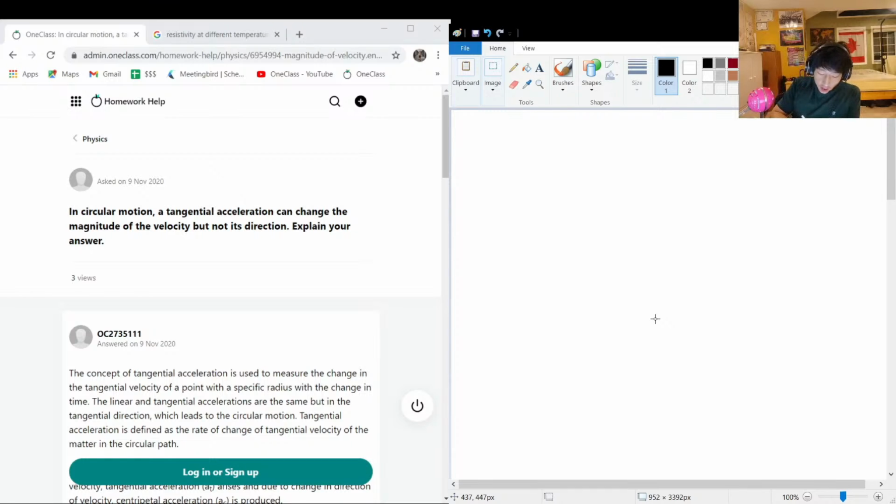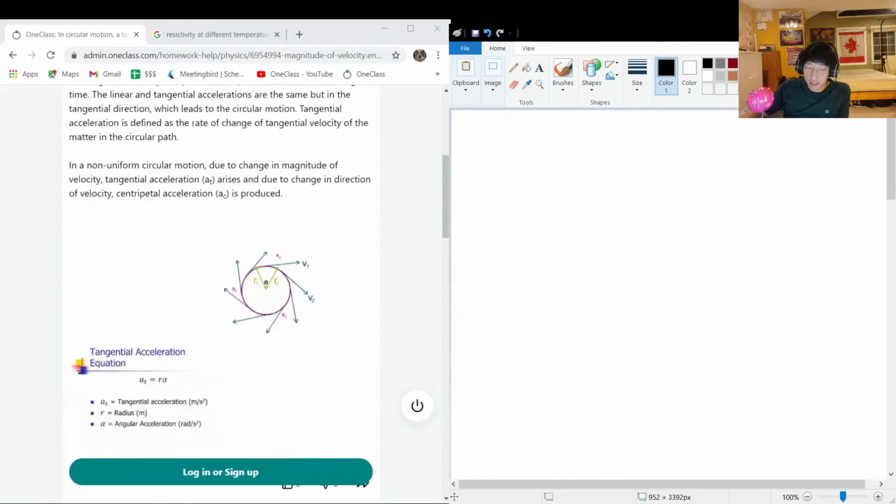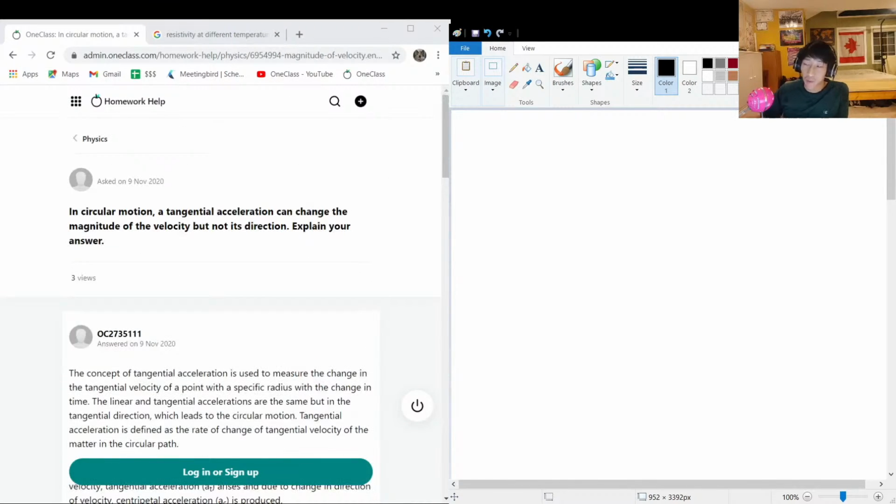So the next question that we got on the menu today is asking us about circular motion. In circular motion, a tangential acceleration can change the magnitude of the velocity, but not the direction of the velocity. Explain why that's the case and explain what's going on. Let's draw a diagram ourselves so we can have a step-by-step explanation of what is going on with tangential acceleration.